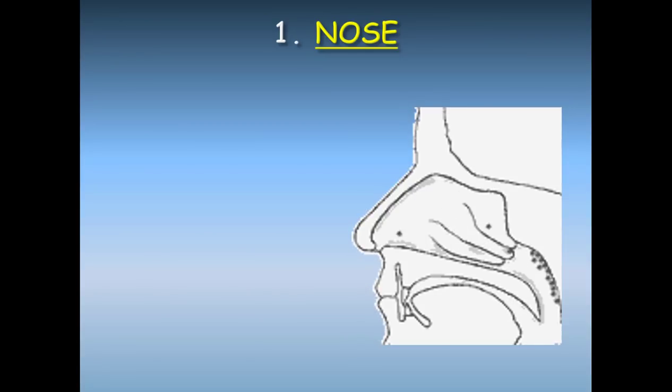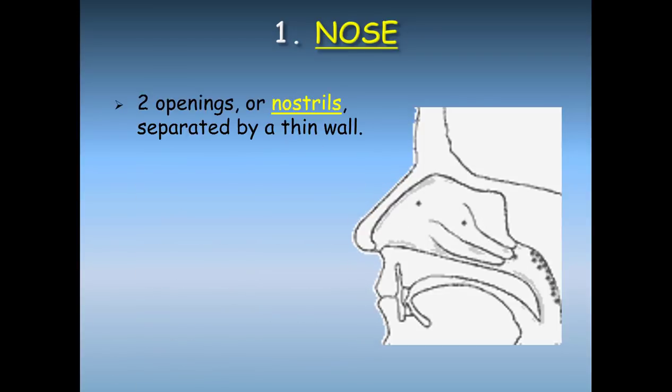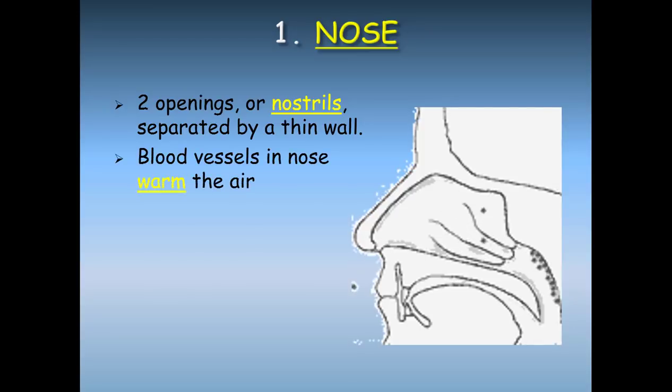So the first structure we'll discuss that is part of the respiratory system is your nose. The nose consists of 2 openings, or nostrils, which are separated by a thin wall. There are blood vessels in the nose which help warm the air, and in case it's cold outside, that's a good idea to breathe through your nose. It helps warm the air before it gets to your lungs.